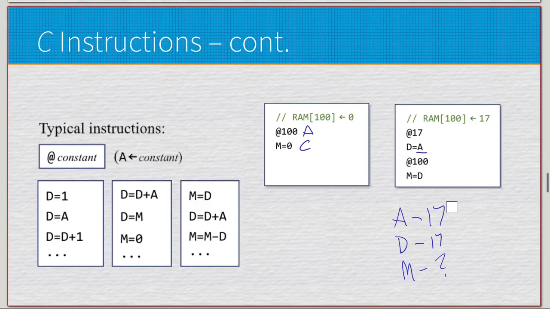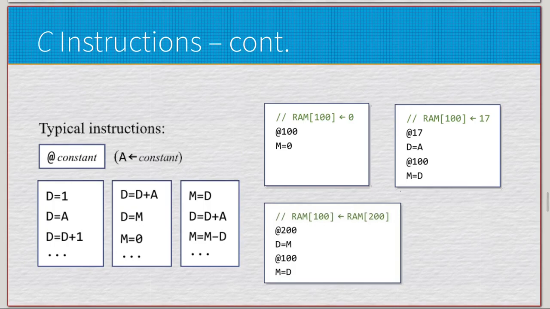Now we do @100, so it's going to adjust a register. So now we're at RAM 100. Again, M would adjust, we don't know what's there. Perfectly fine. So now we do M equals D. And now we take the 17 and load that into RAM register 100. That's basically how that works. Again, you see that we have this AC pair, and then this AC pair.